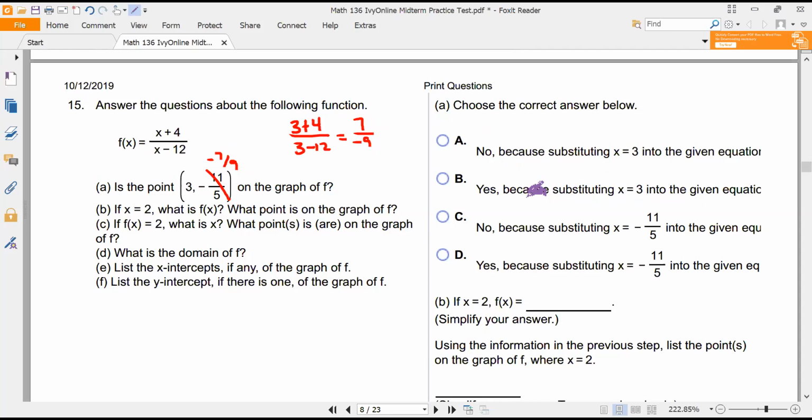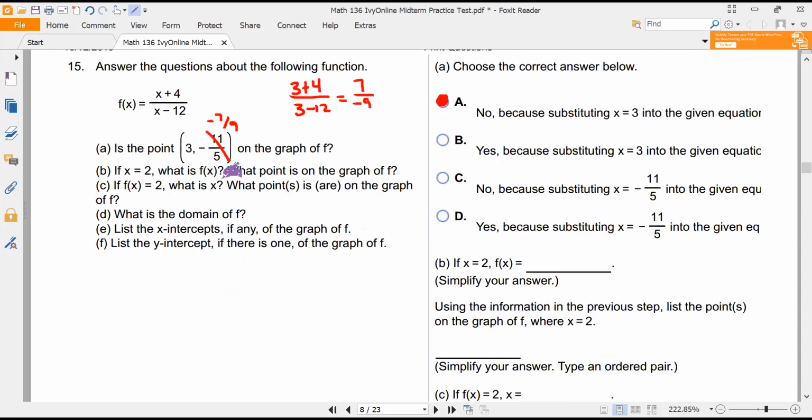And I can't read the rest of this. I think it just says it does not result in it. So my answer key said that A was the one that matched that. Sorry, for some reason when I printed these, it sometimes cuts off the far right side. So because substituting 3 for x gives a result that does not match negative 11 over 5.